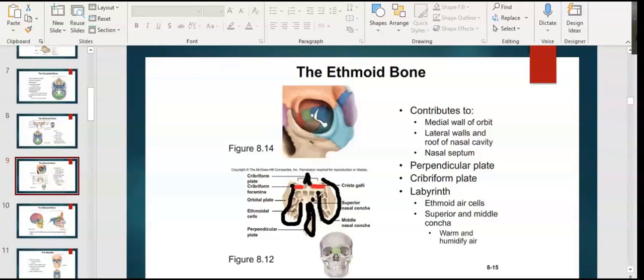This plate right here is going to have holes, so therefore it's going to be called the cribriform plate. That's what you see right here, cribriform plate. This one that goes down here, perpendicular to the crista galli, which is the pointy thing right here, will go down like this. This is going to be called the perpendicular plate. So this part right here is the perpendicular plate.